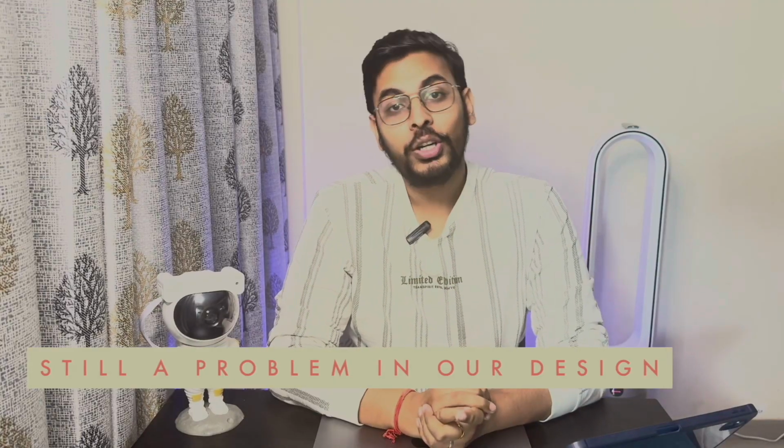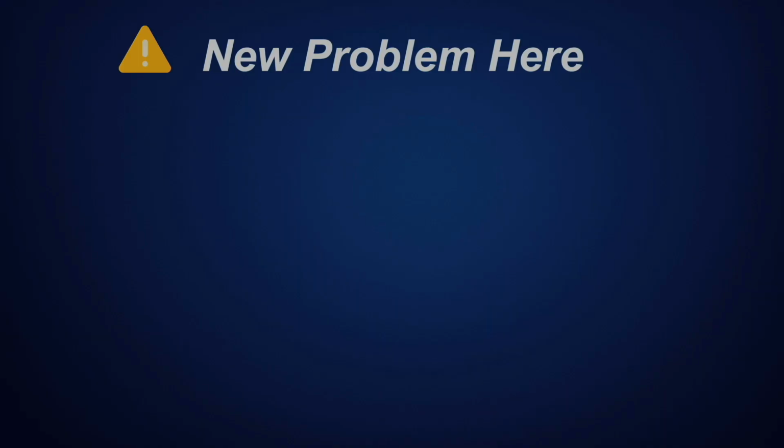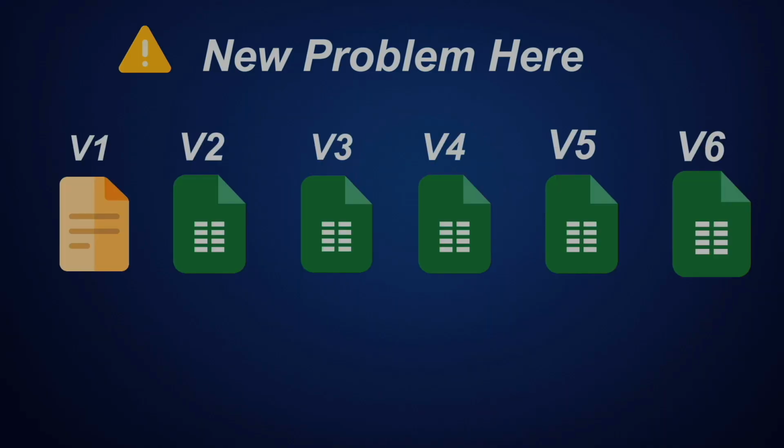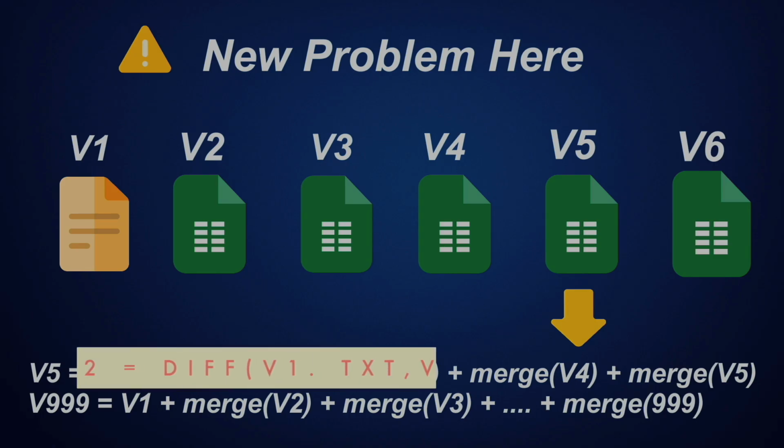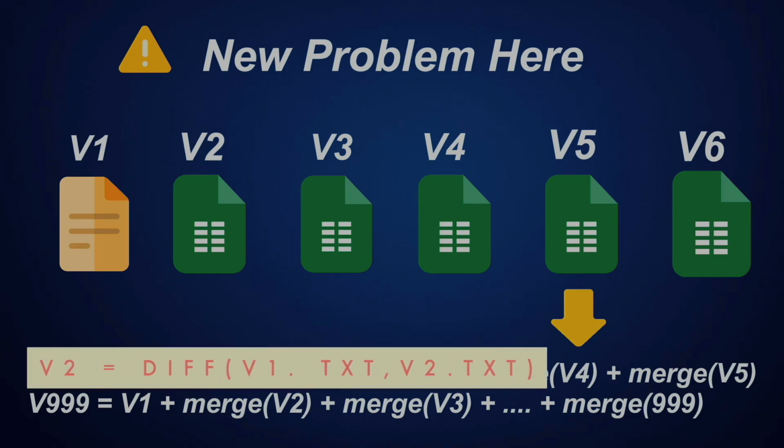What do you think? But now when I'm thinking about it, I am realizing one more problem. What is the problem here? Let's say in your version control system you have versions till v6 and you have to calculate version v5. What you will do is take the base file, that is v1.txt, and then merge v2. V2 is basically the delta, I mean the difference between v1.txt and v2.txt. That's why we are calling it v2, and you can see on my screen it is appearing as a green icon. So it is just the delta, right?